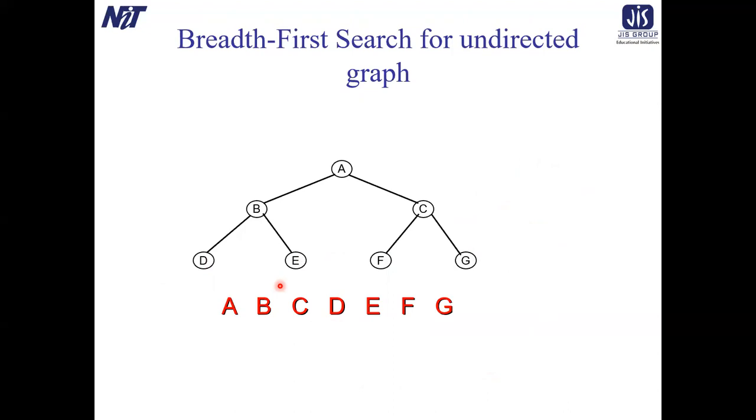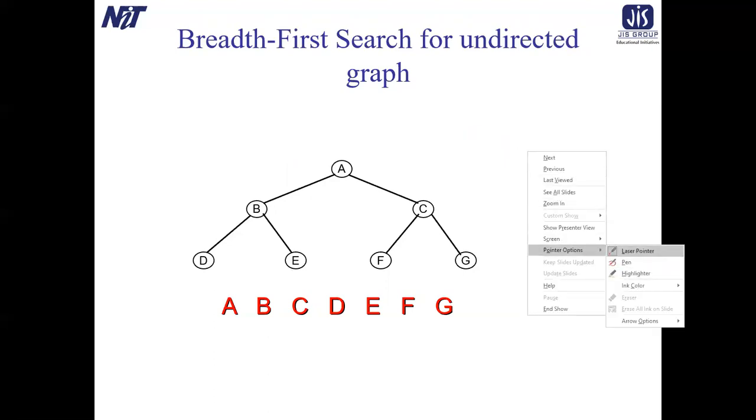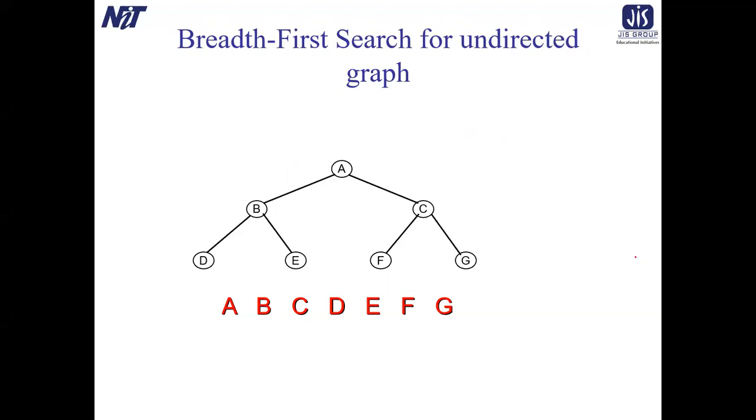Now look at this. In breadth first search, we first visit A, then B, C, then D, E, F, G. So it is also called level search, because first we have to complete level 0, then we visit all the vertices of level 1.